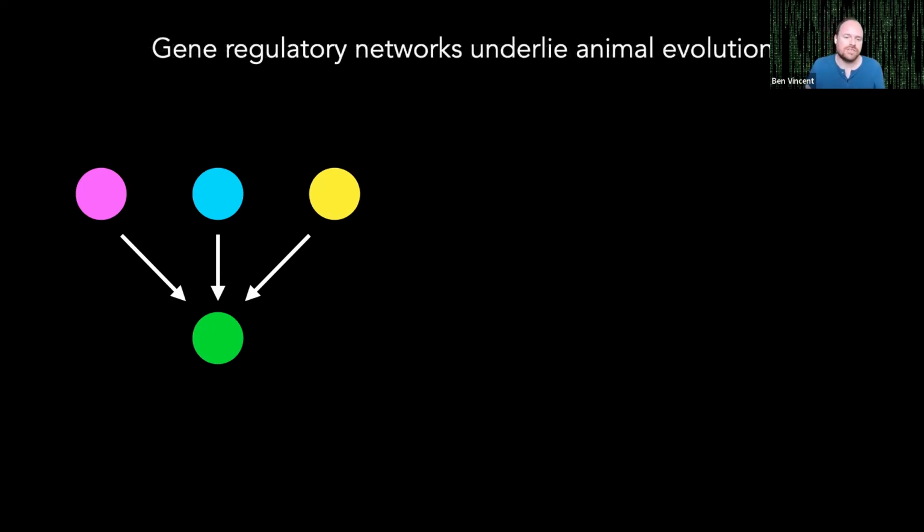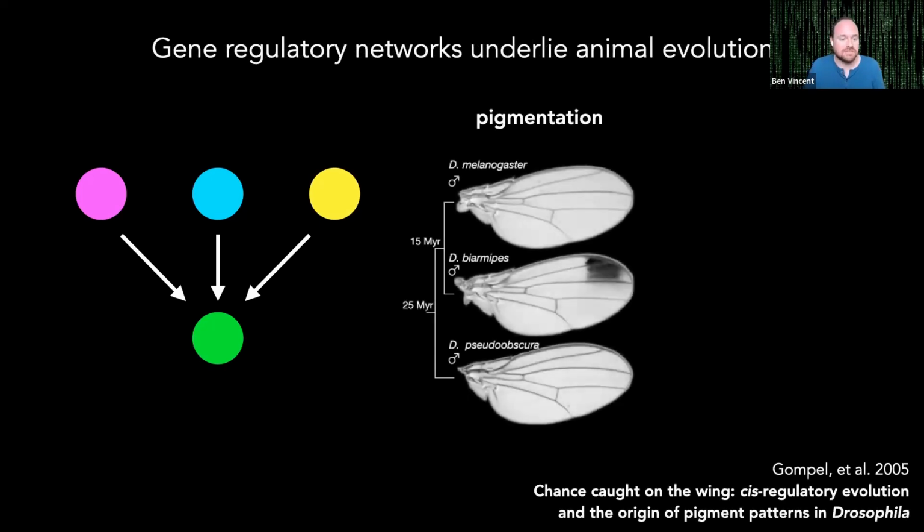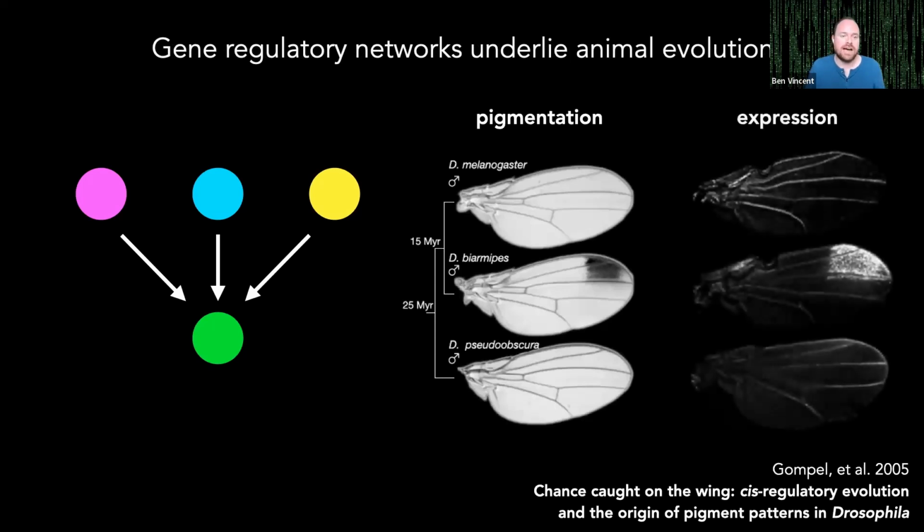But these regulatory connections aren't only important for development, they're also important in animal evolution. So this is a classic example, also from flies, where this species in the middle has acquired this pigmented spot on its wing. And that same species has gained expression for a gene that deposits pigment during development. And this expression difference can be traced to changes within the regulatory sequences for that gene. And so essentially this new morphology evolved because a gene regulatory network got rewired. So some connections got stronger and others got weaker.